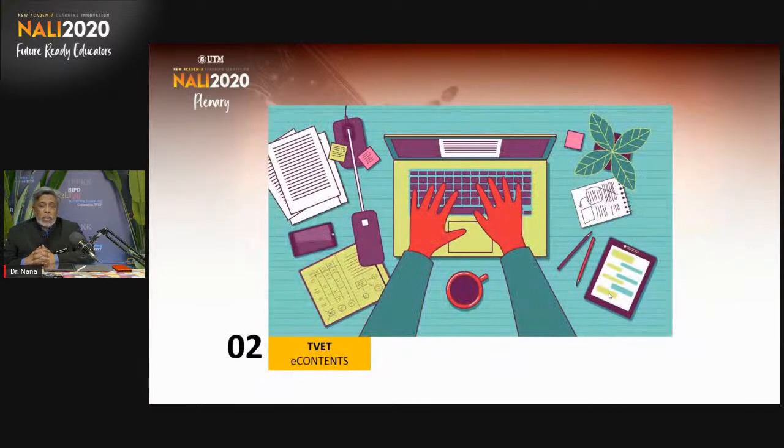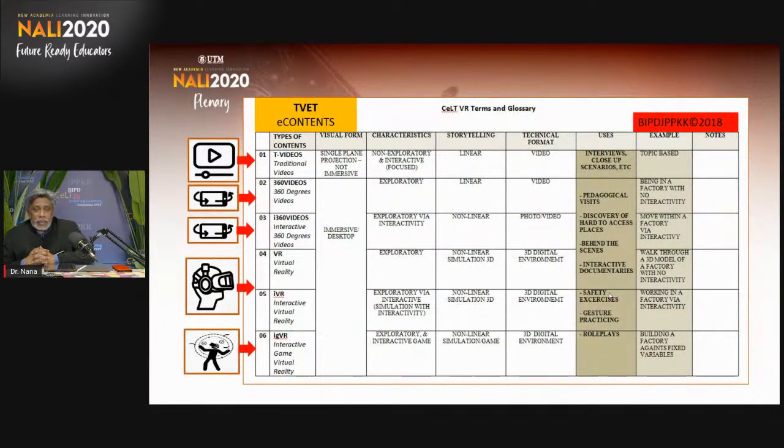Next, we go to the e-content. Now, this is where we spend lots and lots of our time. I would like to share with you the type of contents that we have come up with. And of course, these contents can be used and shared by anyone and can be accessed by anyone because it's online, right? First of all, let's have a look at the glossary that we have come up with as far as our TVET e-contents is concerned.